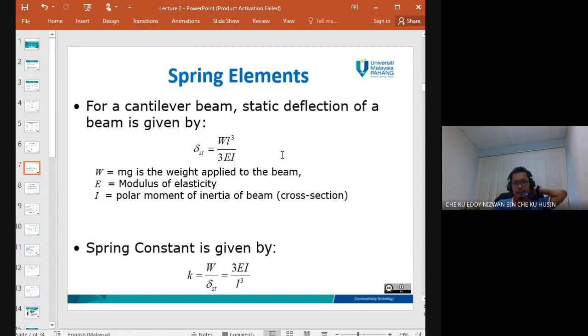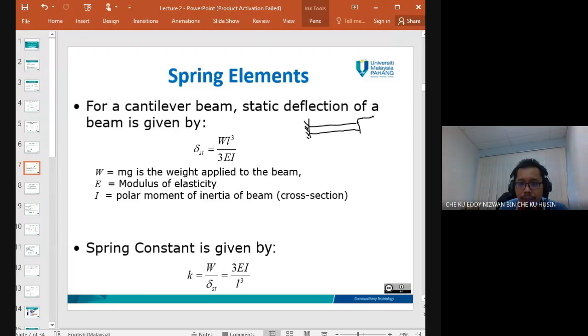It depends. The spring element doesn't mean that the form of the spring element should be a spring. Any kind of structure can be modeled as a spring. For example, a cantilever beam. If we draw the cantilever beam something like this, okay, this is a cantilever beam.